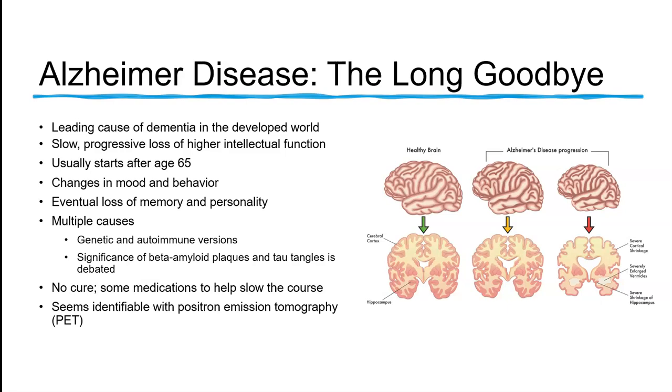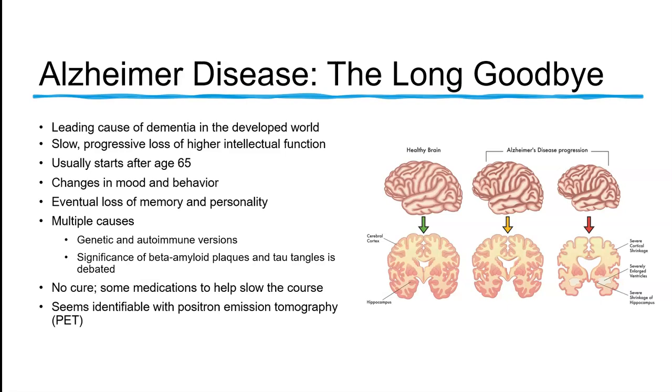Now, there are multiple causes, but it really does remain a mystery because it's both genetic and environment that play a role in this. There are also autoimmune versions where the immune system attacks cells. The significance of the beta amyloid plaques and the tau tangles that accumulate in the brain is debated. The reason that's currently debatable is because nobody's sure if it is the cause or if it is caused by the disease. Now, there is no cure, but there are medications that will help to slow the progression.